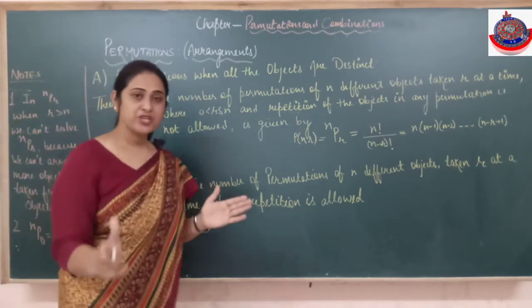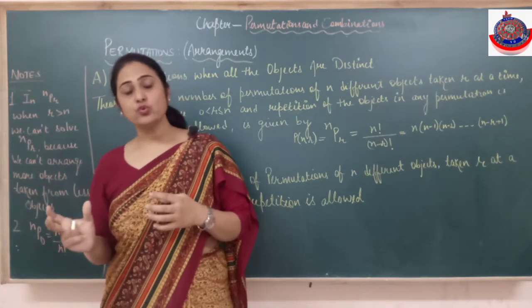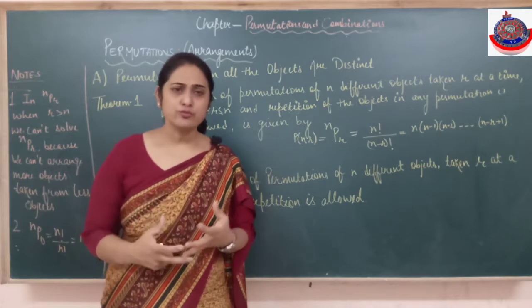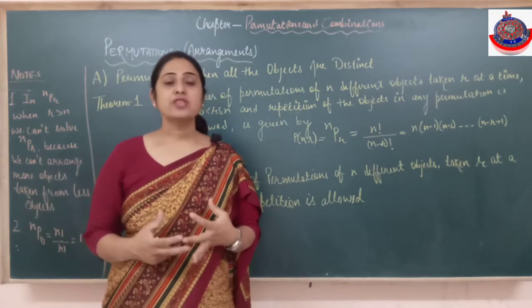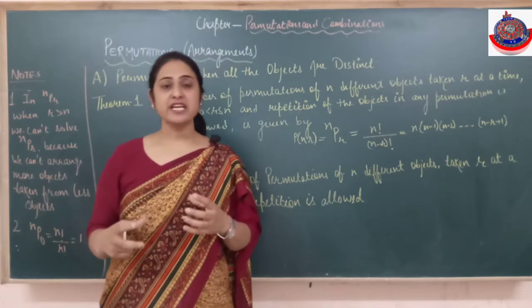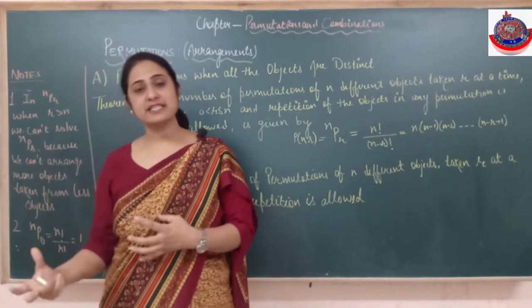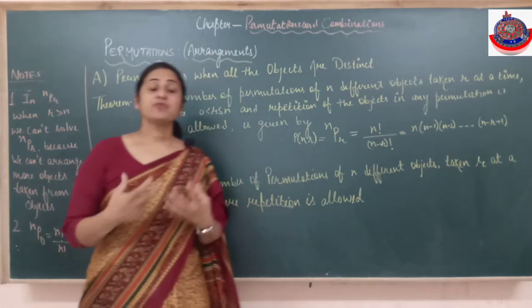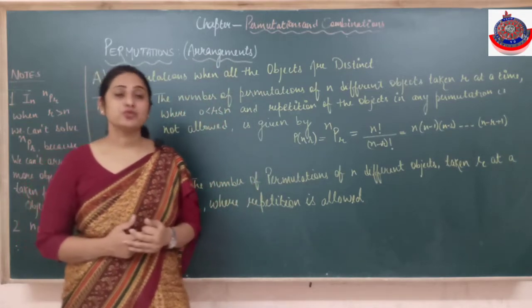Alright, I have n objects. Out of that I have to select, maybe arrange, r objects or maybe all of them. Out of n objects taken r at a time or all at a time, that arrangement is called permutation.